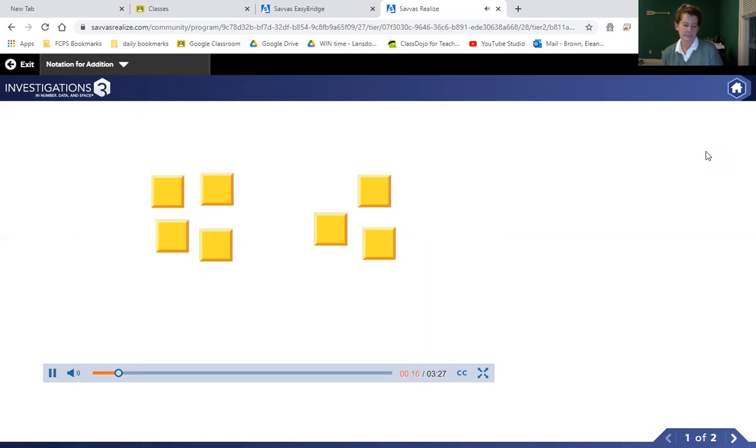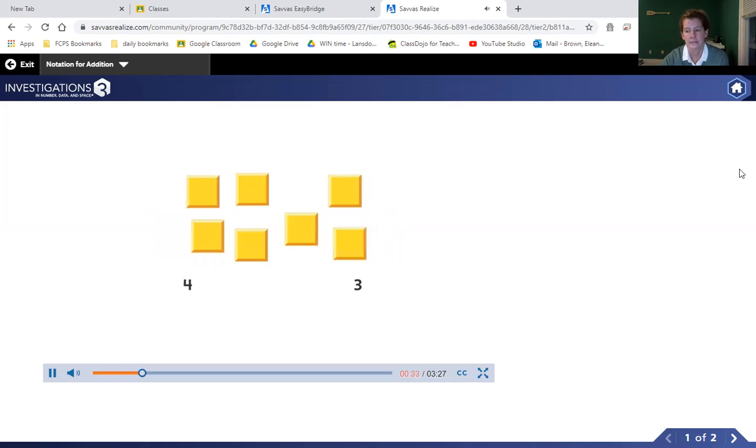I have two piles of yellow tiles. 1, 2, 3, 4. There are 4 tiles in this group. 1, 2, 3. There are 3 tiles in this group. If I put my tiles together, I have 1, 2, 3, 4, 5, 6, 7 tiles. 4 tiles plus 3 tiles is 7 tiles.